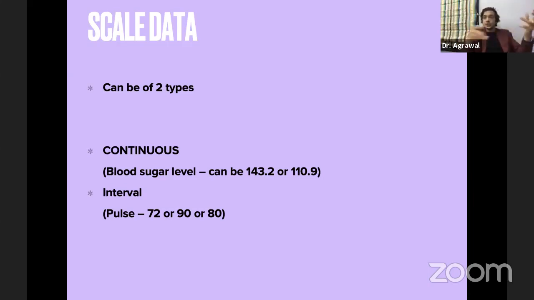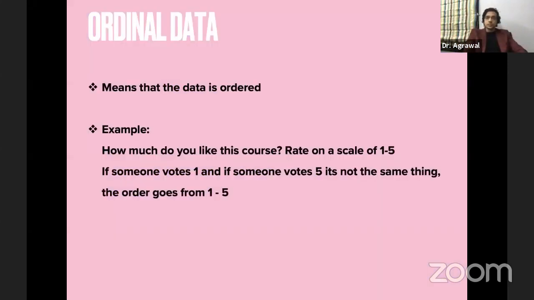I know you'll say, okay, it can be 35.4 depending on the month. No, but usually you say 34, 35, or your pulse, it'll be 72. It can't be 72.5 or 72.8 or something. So where the integers are present, basically what you're measuring is measured through integers, where there are no decimal points involved, it's called an interval. But where usually there are decimal points involved, it's called continuous. Okay, this is scale type of data.